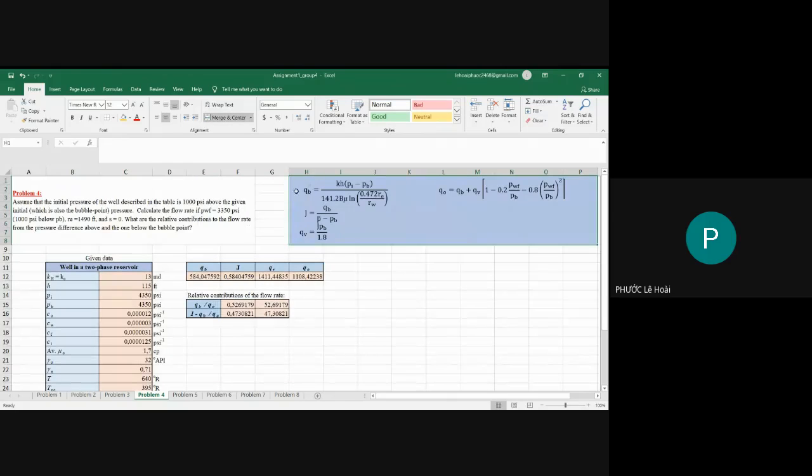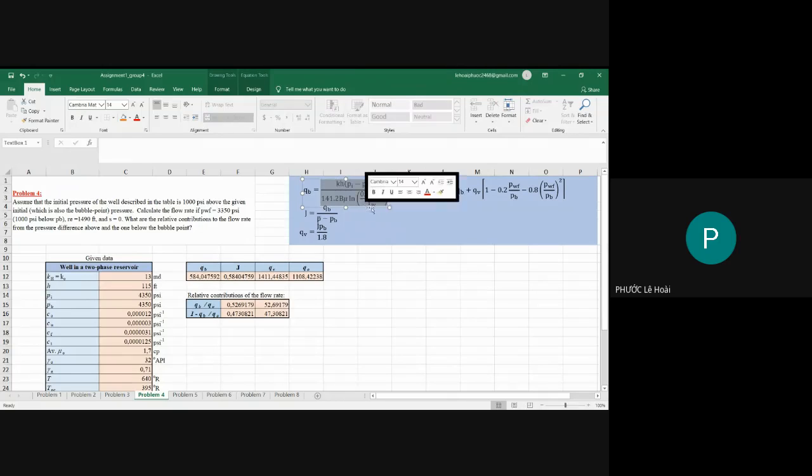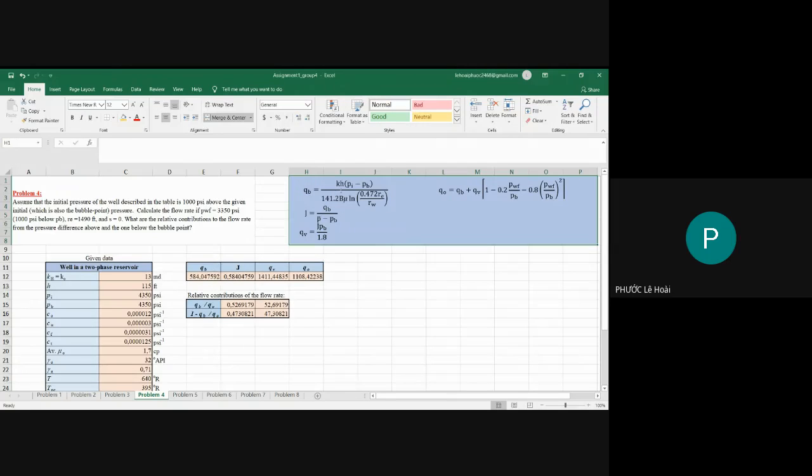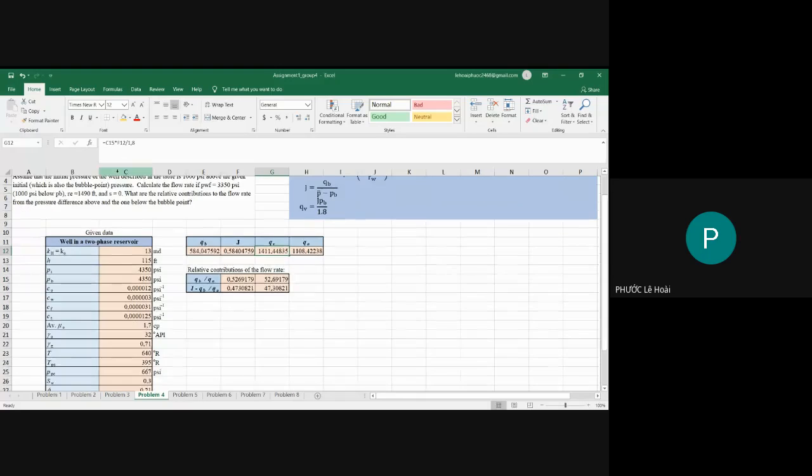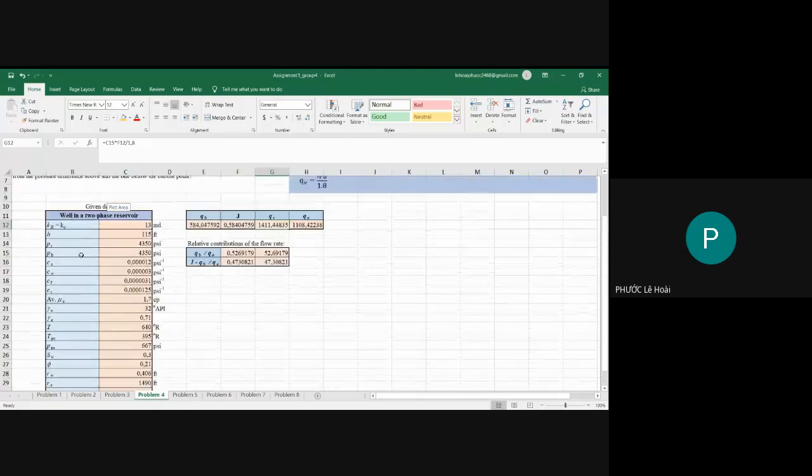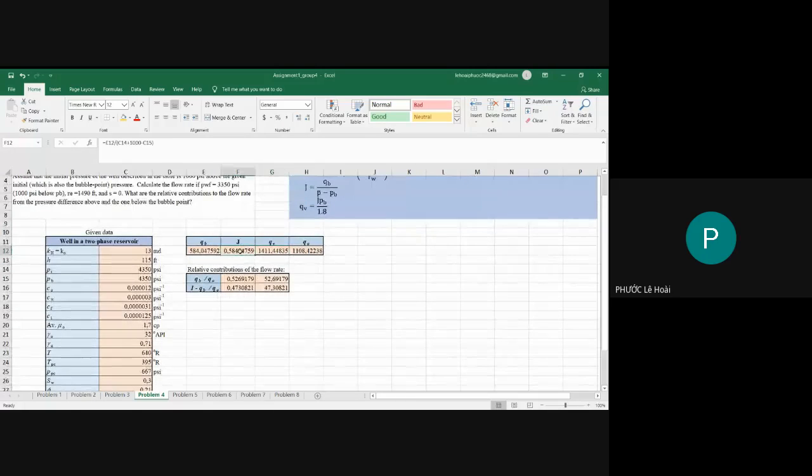So first we will calculate QB by this equation. After replacing these parameters, we will have this number, and for the J here, it's the same. QB and Q0 are still the same. Okay, let me show you cells C15 and F12. F12 is here.